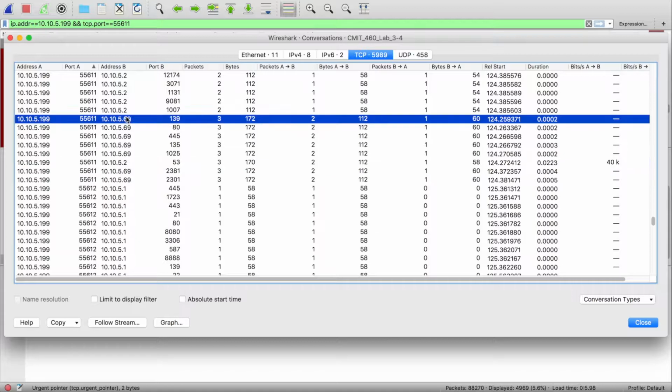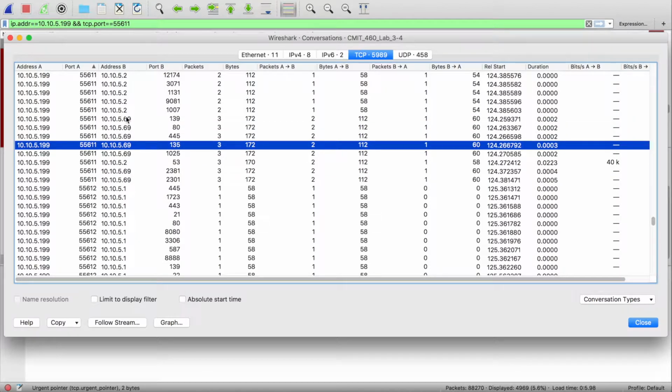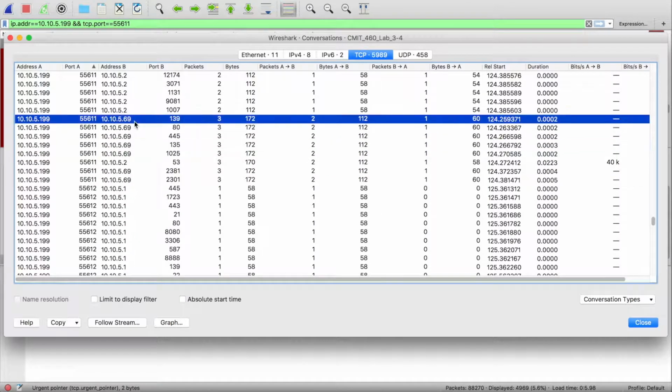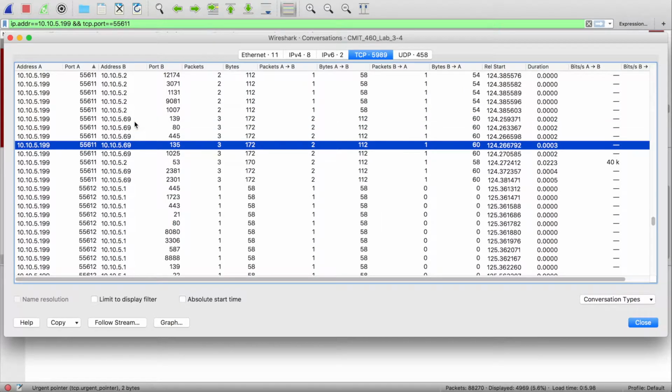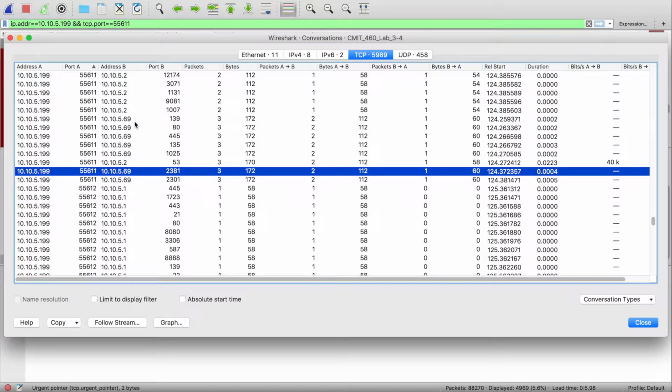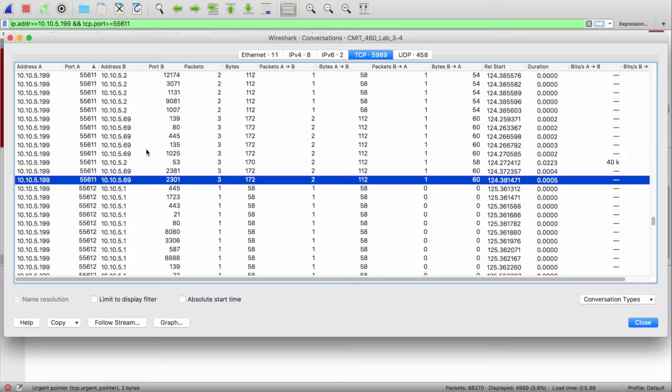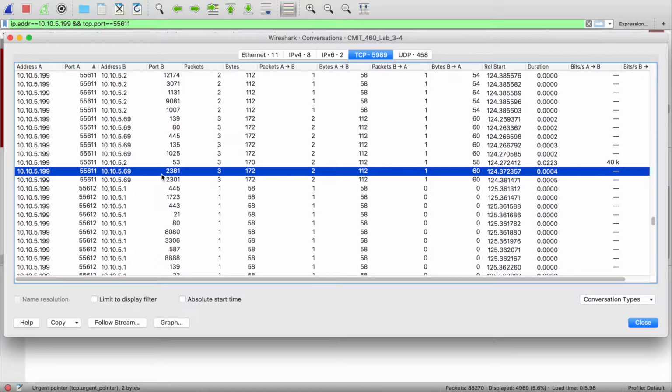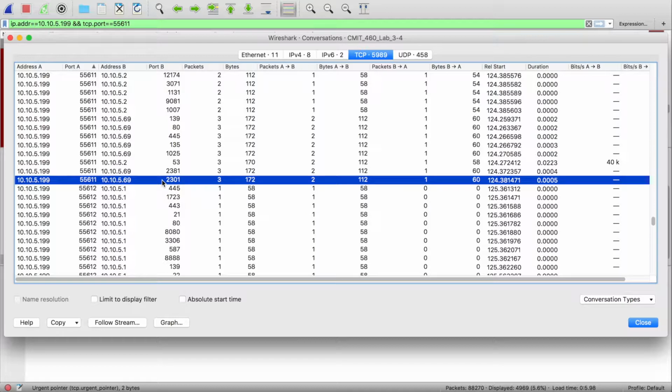what the results of the Nmap scan were. The Nmap scan results look like this. All the ones that have 3 packets are the ports that were open. On .69 we had 139, 80, 445, 135, 1025, 2381, and 2301. These 2 are unusual. These 2 here are pretty strange. You don't see that very often. I'm not sure what these ports are. So it may be interesting to see what else goes to these ports.